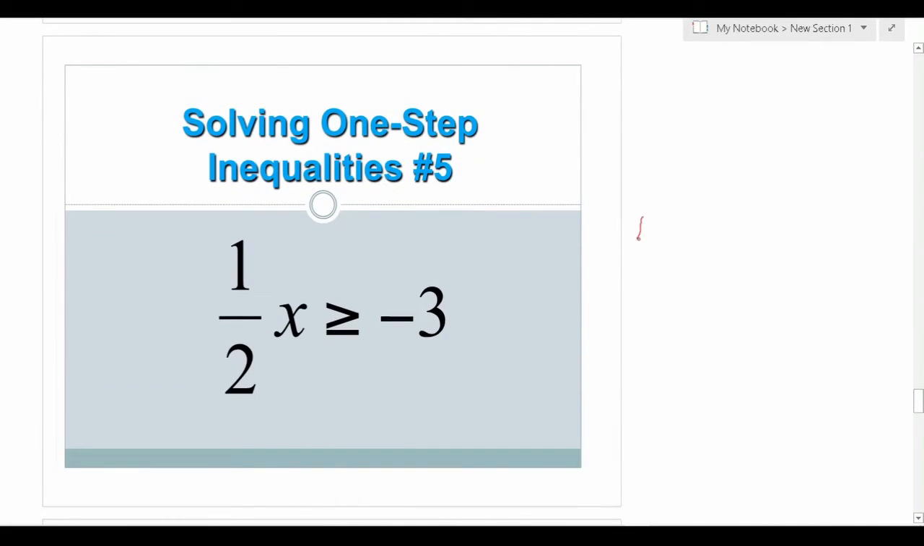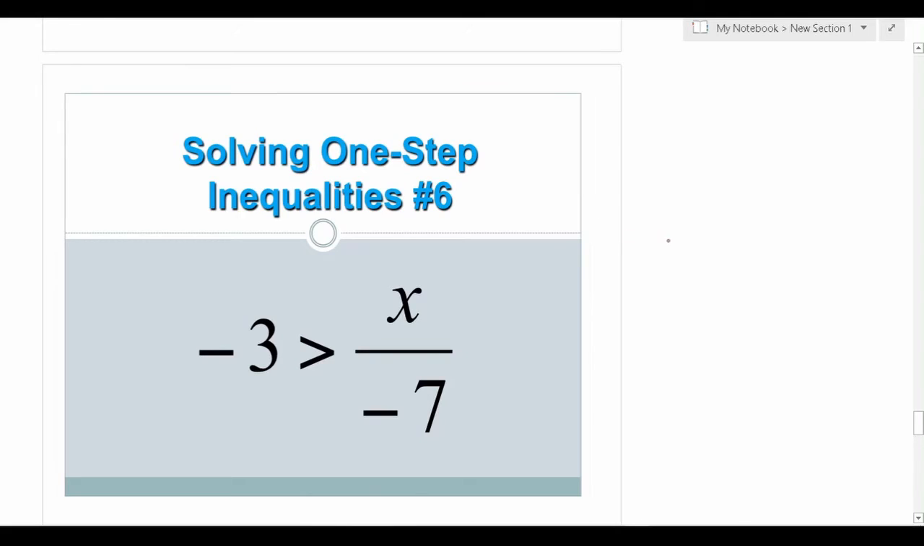We have 1/2 x is greater than or equal to negative 3. Again, we want to get x by itself. That's our goal. So that's going to prompt us to multiply both sides by 2. And multiplying 1/2 by 2, that becomes 1. So that just leaves us with x greater than or equal to negative 3 times positive 2. That's going to be negative 6. And since we multiplied by a positive across the inequality sign, we do not have to change the direction of the inequality sign.